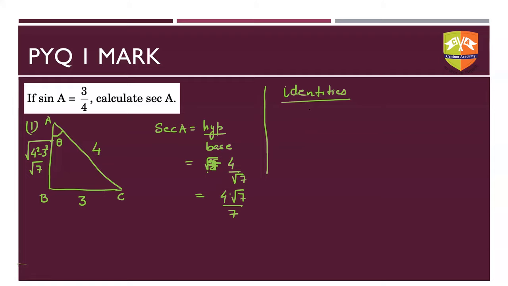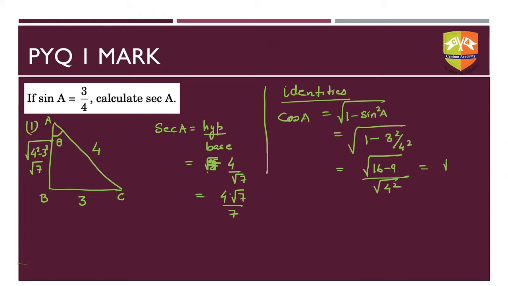Okay, so this is one. How to use identities? Sine A is given, so you can find out cos A from here. Cos A is nothing but under root 1 minus sine square. So under root 1 minus 3 square by 4 square, which is under root 16 minus 9 divided by under root 4 square, which is root 7 by 4. So this is cos A. So secant A is equal to 1 upon cos A, which is 4 upon root 7. Either way is perfect. Hence it is equal to 4√7/7.